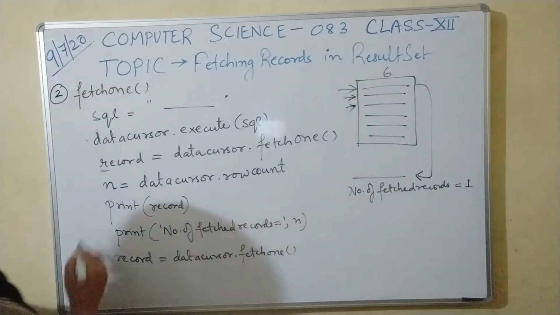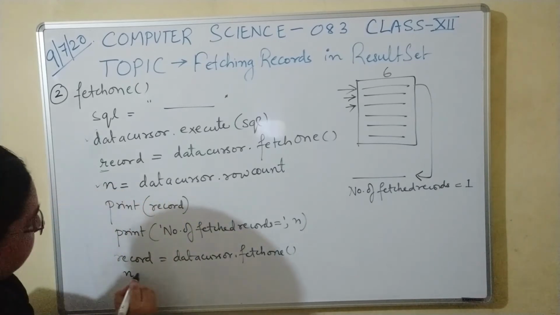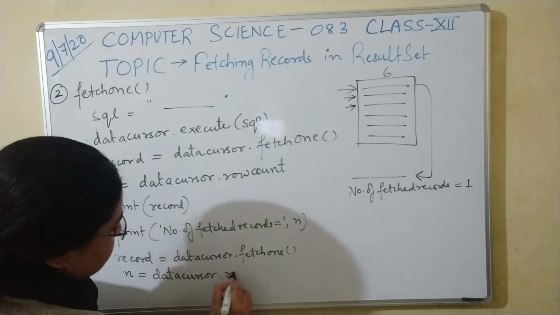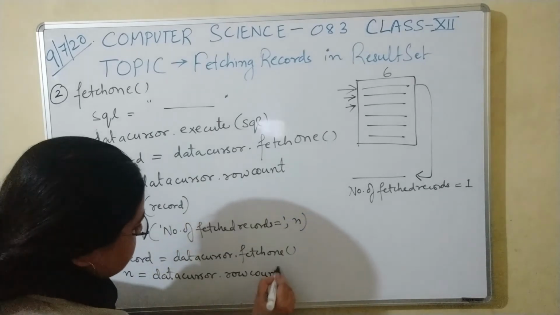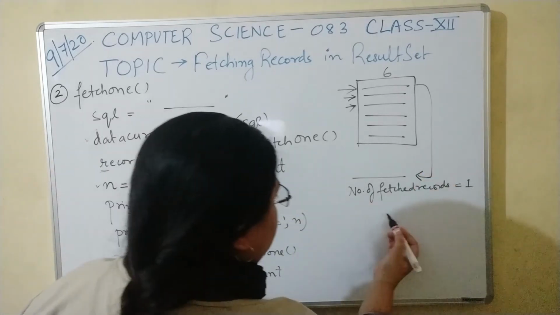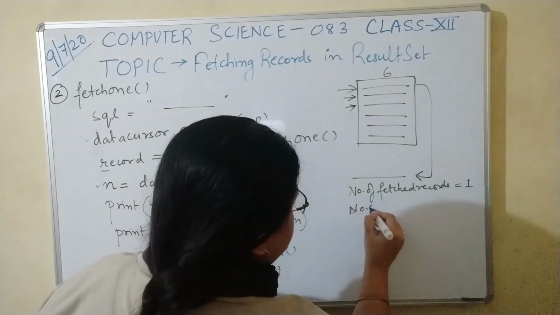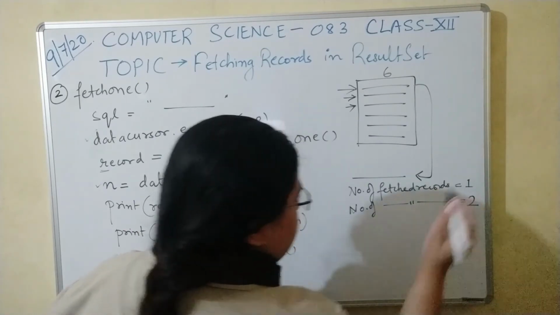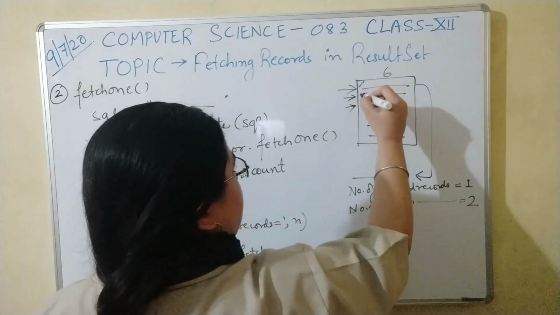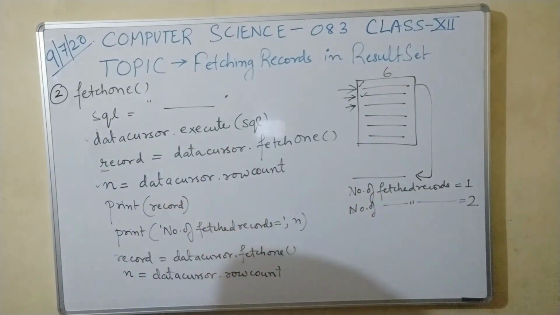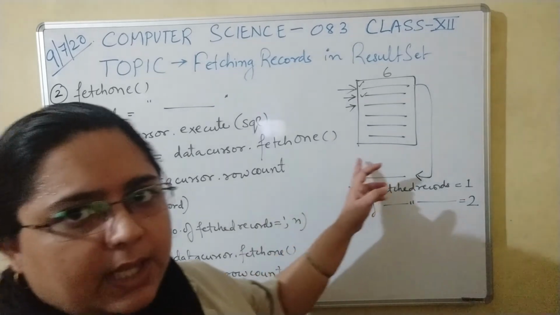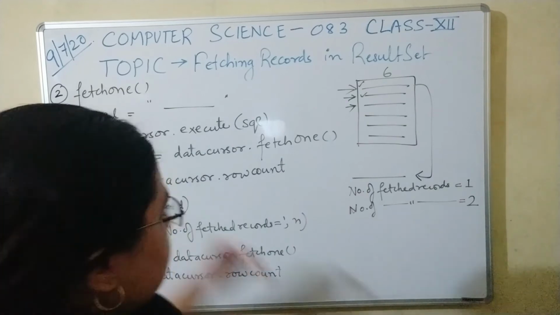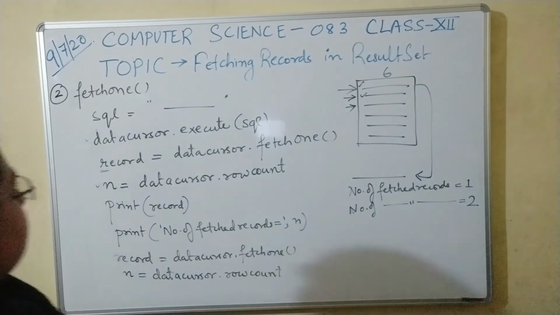So now when you again fetch the number of records using rowcount, it will add on to the previous one. Where previously the number of fetched records was 1, now the number of fetched records will be 2. That is, 2 records have already been fetched from this cursor, and we are set at the beginning of the third record. So you can use fetchone in a loop also.